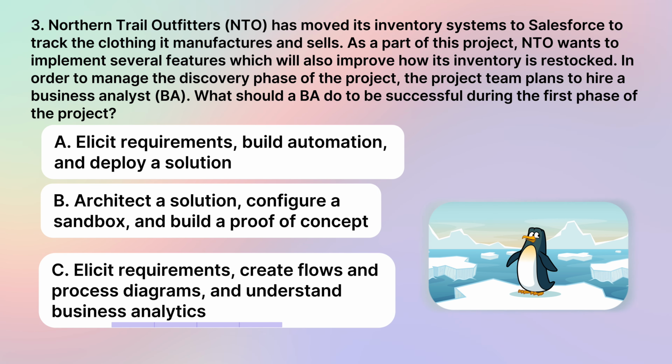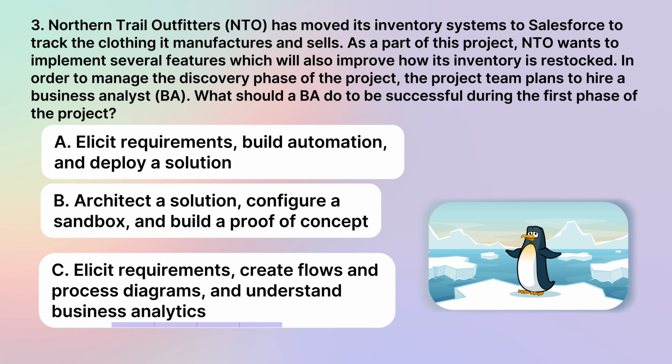Option B, architect a solution, configure a sandbox, and build a proof of concept. Architecting a solution and building a proof of concept are activities that generally occur after the requirements have been gathered and analyzed. Configuring a sandbox is part of the implementation phase. In the discovery phase, the emphasis is on understanding what the business needs. Option C, elicit requirements, create flows and process diagrams, and understand business analytics.